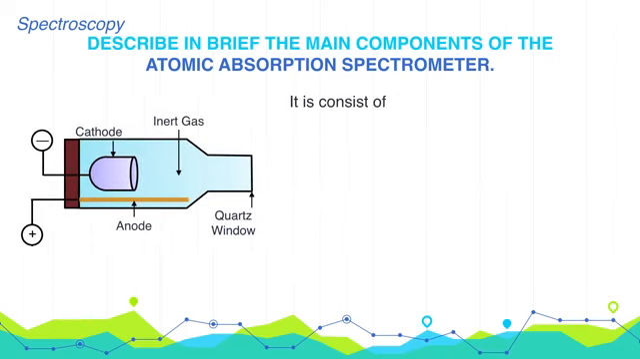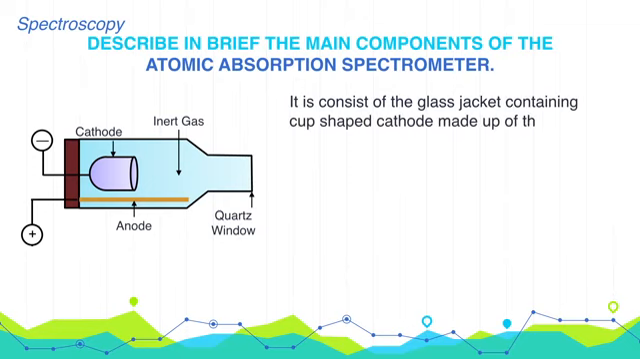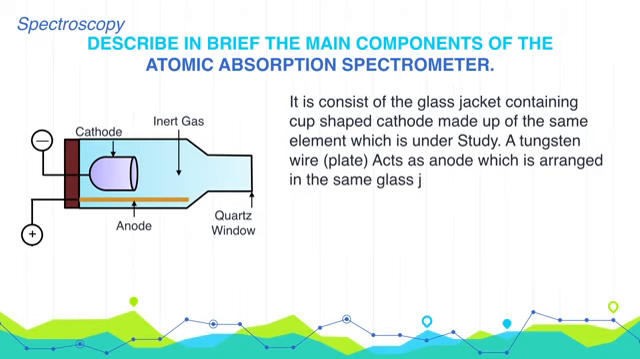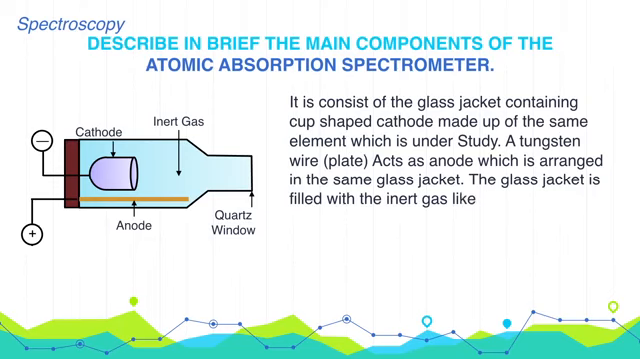It consists of a glass jacket containing cup-shaped cathode made up of the same element which is under study. A tungsten wire or plate acts as anode, which is arranged in the same glass jacket. The glass jacket is filled with the inert gas like neon or argon at a low pressure.